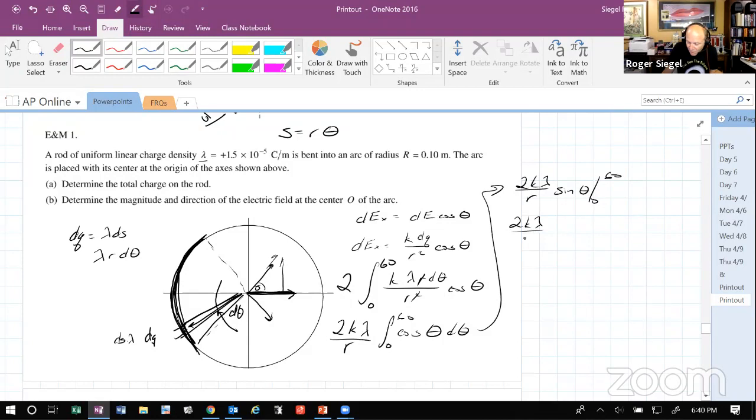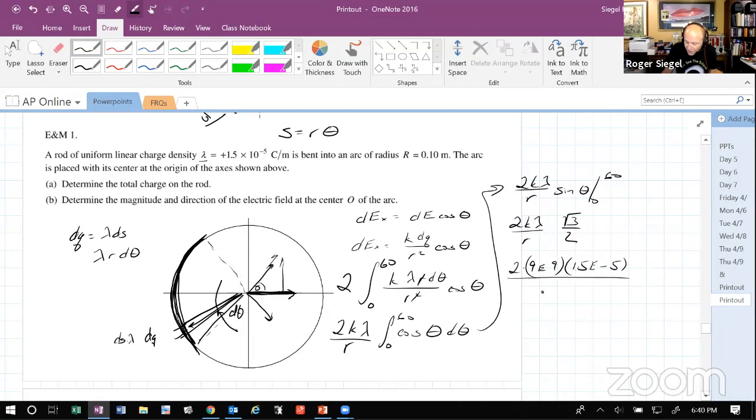All right. And so that becomes quickly 2k lambda over r times sine of theta from 0 to 60. The sine of 60 degrees is the square root of 3 over 2. Now, k is 9 times 10 to the 9th. That is our Coulomb's law constant. Lambda is 1.5 times 10 to the minus 5 coulombs per meter.